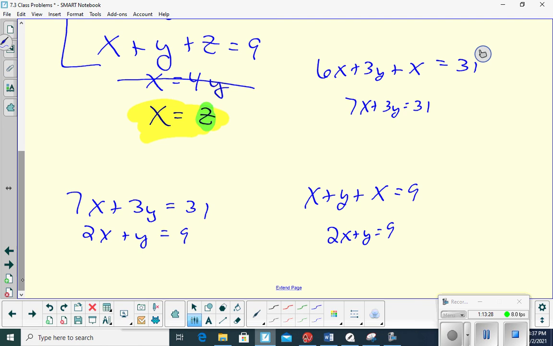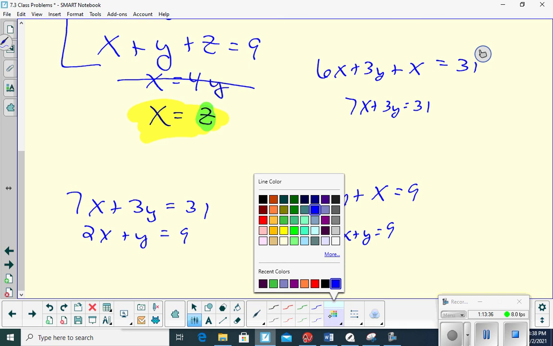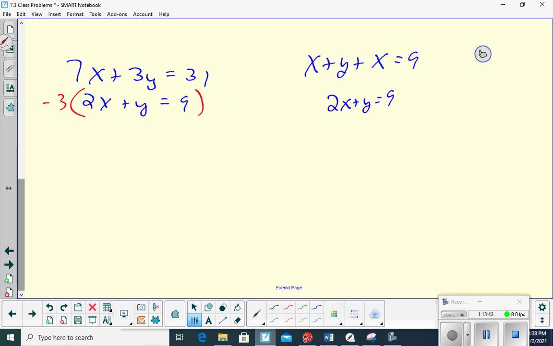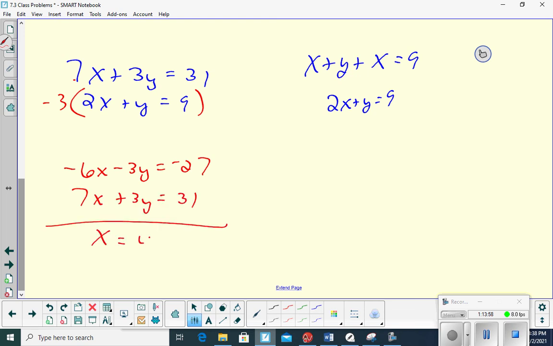Now, I get to choose how I want to solve this. I don't necessarily have to follow that pattern to eliminate the x or whatever. I think it's going to be easier to multiply this by -3 to eliminate the y's. So when I do that, I'm going to have -6x minus 3y is equal to -27. Copying down this equation, that's going to be 7x plus 3y is equal to 31. When I do that, I get x is equal to 4.